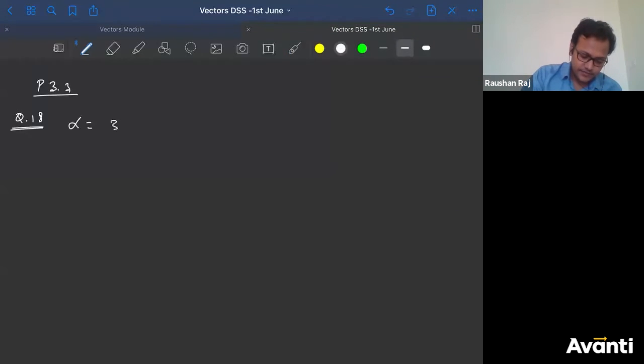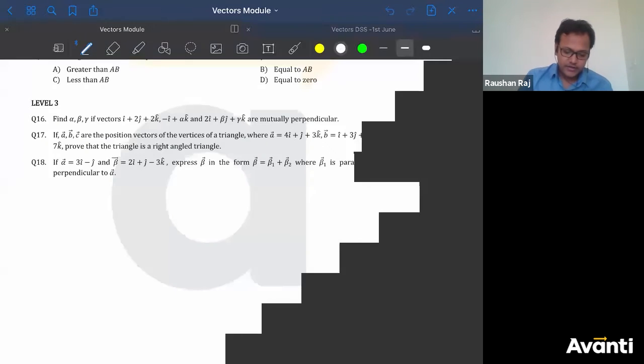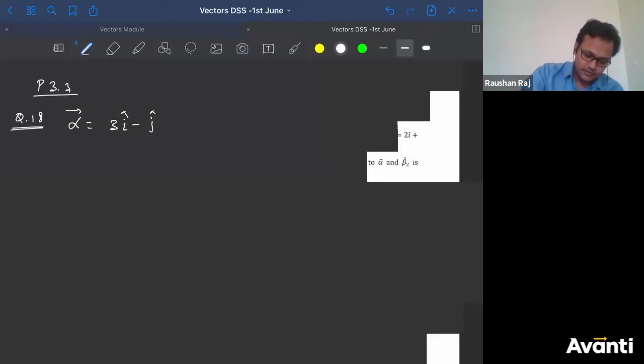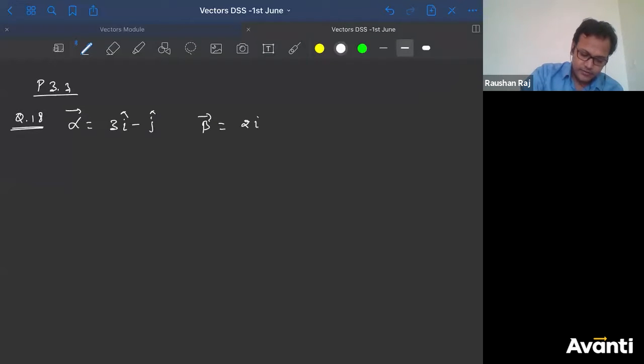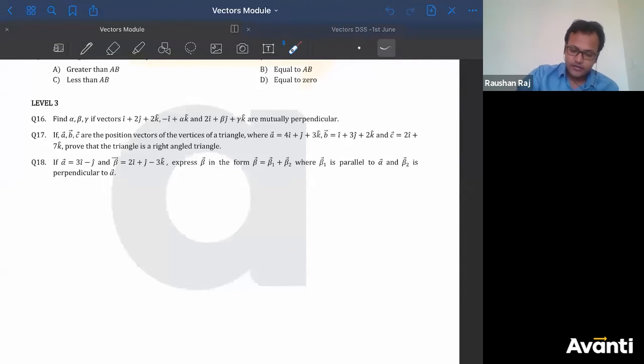So alpha is 3i cap minus j cap. And what is beta? Beta is 2i cap plus j cap minus 3k cap. We have to express beta in terms of beta 1 plus beta 2 in such a way that this beta 1 should be parallel to alpha and beta 2 should be perpendicular to alpha.